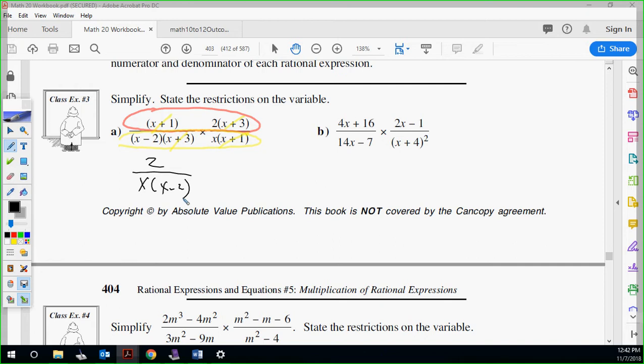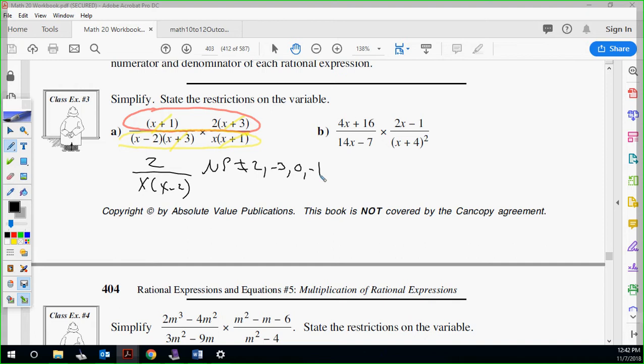Now it still says state the restrictions, so we still have to do that before we cancel. Yeah, Gavin, did I forget something? No, never mind. Okay. So, yeah, don't distribute unless you can, Gavin, but it doesn't really help you in this case. So your non-permissibles still come from here: 2, negative 3, 0, negative 1. Can't be 2, can't be negative 3, can't be 0, can't be negative 1. That comes from what makes the factor 0, right? There's 4 factors there. Okay, any questions there?